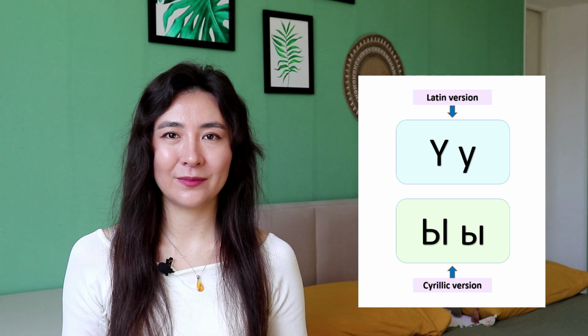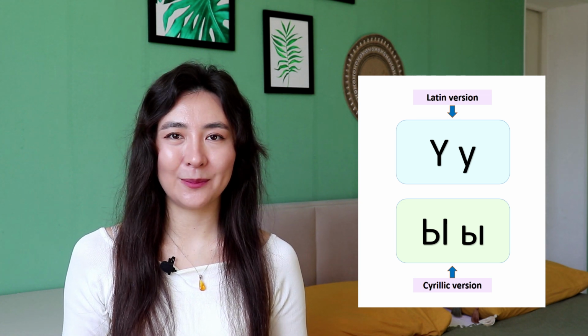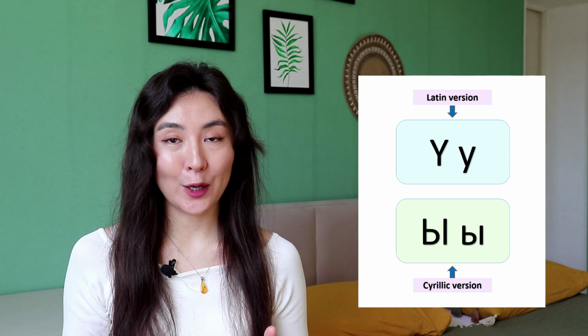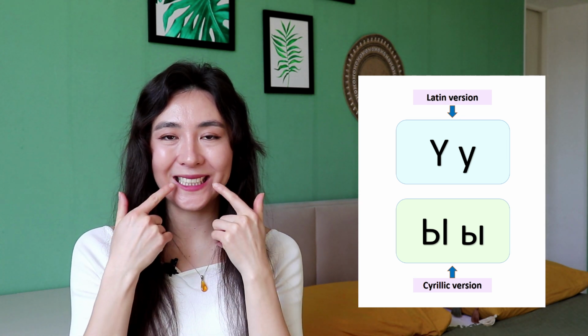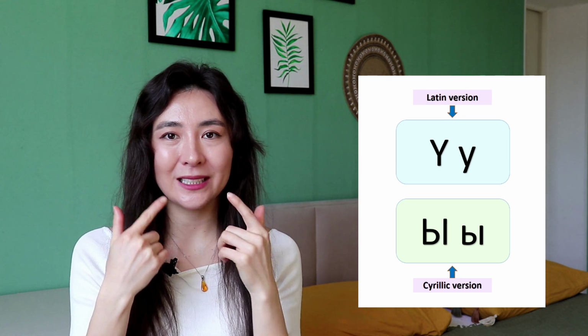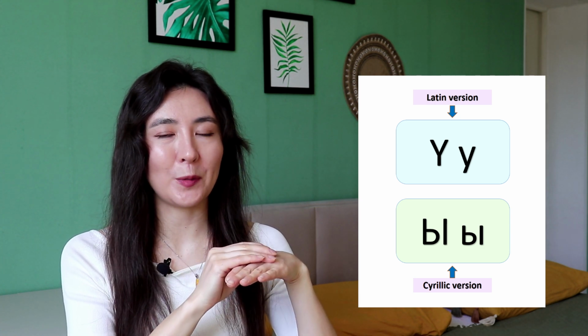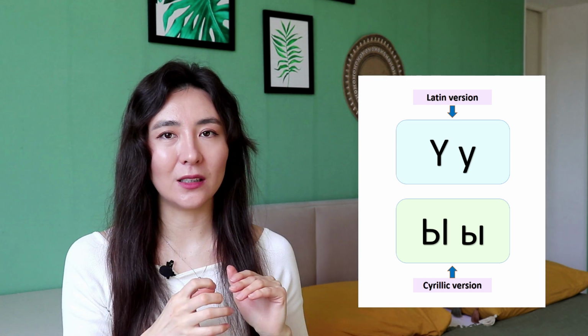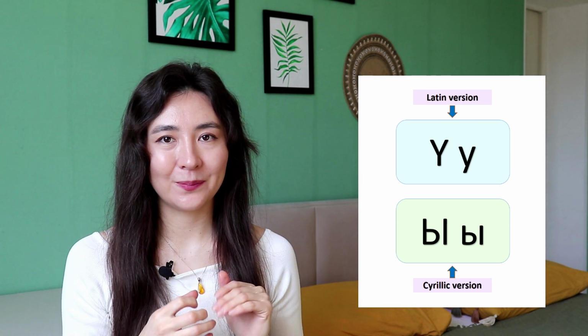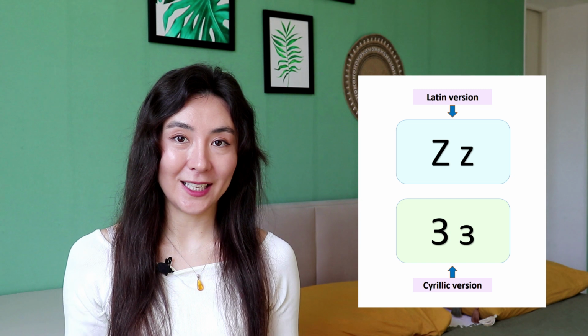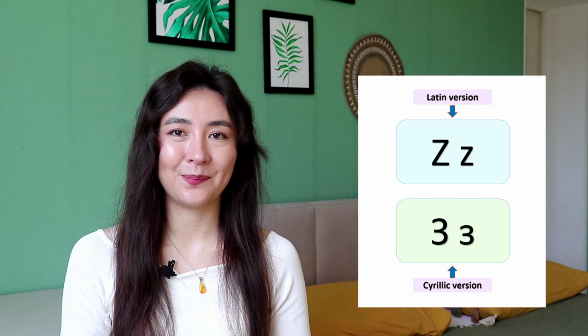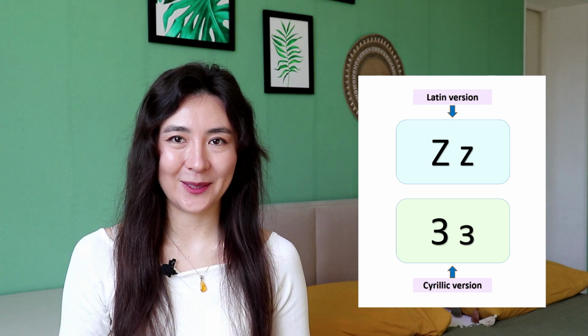O. O. When you pronounce O, you smile, O, but this part of your tongue goes down, so it will be pronounced hardly, O. And the last one is Z. Z. This is the end of the lesson.